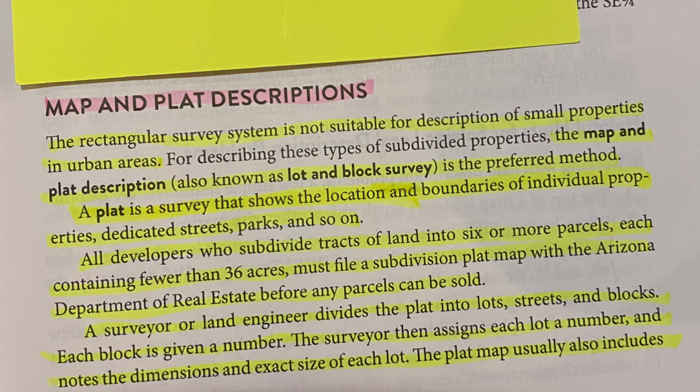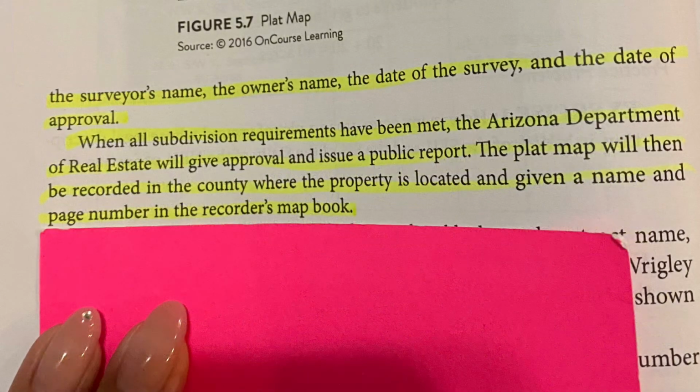The plat map usually also includes the surveyor's name, the owner's name, the date of the survey, and the date of approval. When all subdivision requirements have been met, the Arizona Department of Real Estate will give you approval and issue a public report. The plat map will then be recorded in the county where the property is located and given a name and page number in the recorder's map book.